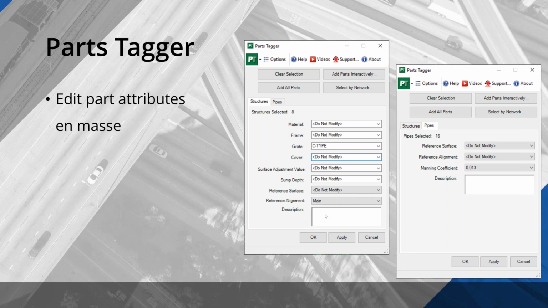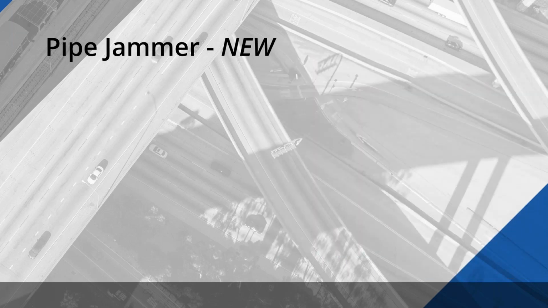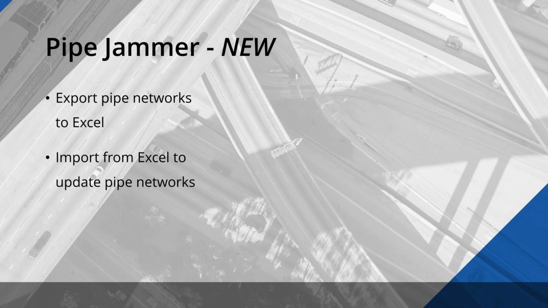But we realized there's a greater need for another utility here. And so that's where this new tool that is coming out soon, we're calling it Pipe Jammer. What this is going to allow us to do is to export pipe networks to Excel, entire sets of pipe networks, and then to be able to import from Excel to update pipe networks. Now that's some of the basics there, but there's a lot to it. We can also, much like Pipe Designer, edit parts through an in-app spreadsheet, but it's not that kind of pipe run design.